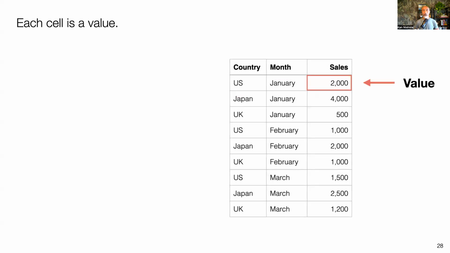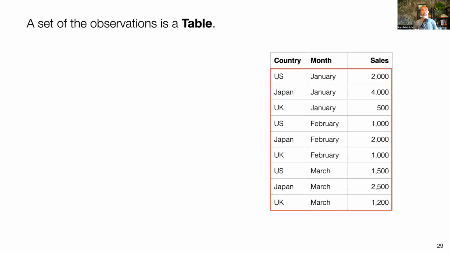The third one is the cell, and a cell is a value. This is intuitive and simple enough. Any cell doesn't have to be a numeric cell. It can be US, it can be January, whatever it could be. It's just a value of a particular variable. These three rules also give you the idea of what a table is: a table is basically a set of observations, and you remember each observation is a row.